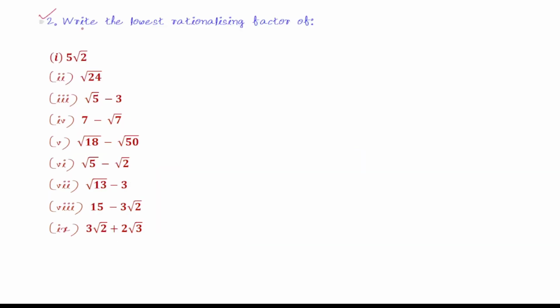Question number 2. Write the lowest rationalizing factor of this 5 root 2. If we multiply this by root 2, then we will get 5 into root over 2 squared, and this is equal to 5 multiplied by 2, and this is equal to 10.